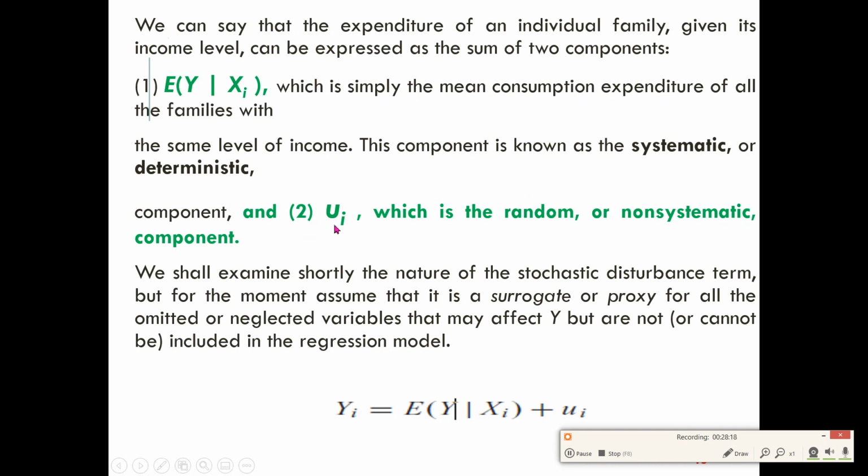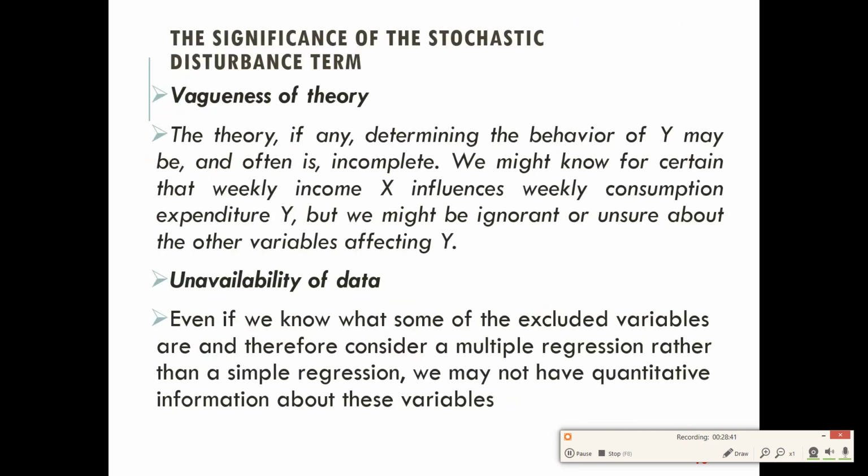Second, the UI or the random error part. We just introduced that the random error part is because of the change in the actual value of y versus the average or the expected value of y. This will be further explained when you dig further into the concept of linear regression.